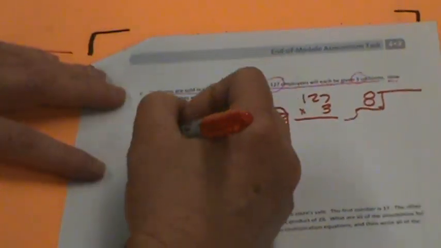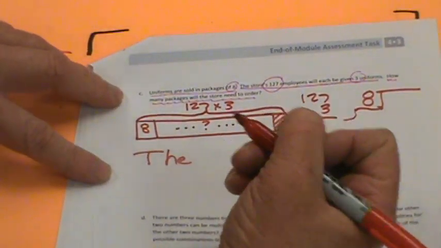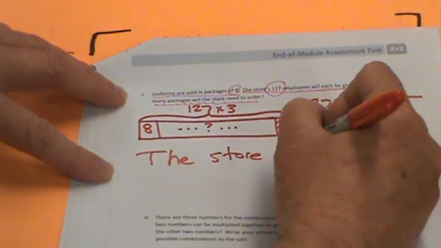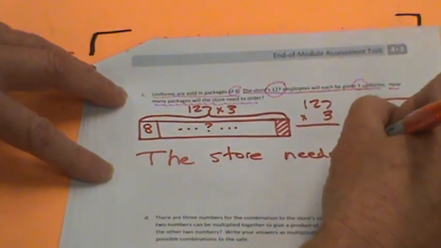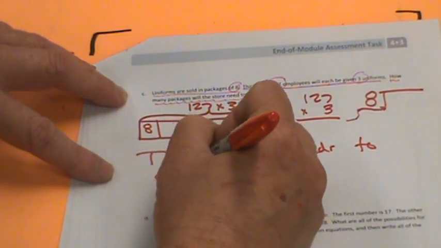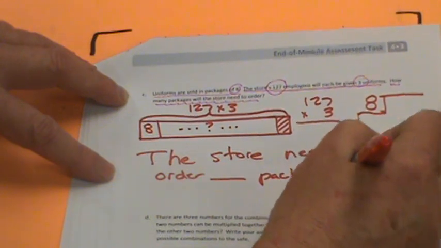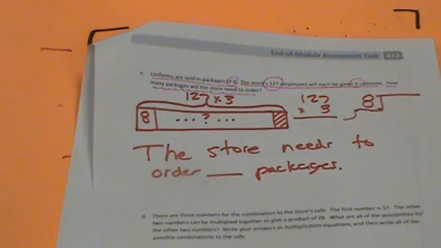Now, the store needs to order blank packages. Remember, if you do this, you'll get some credit. So go and pause if you need to.